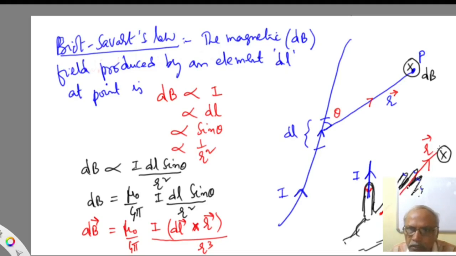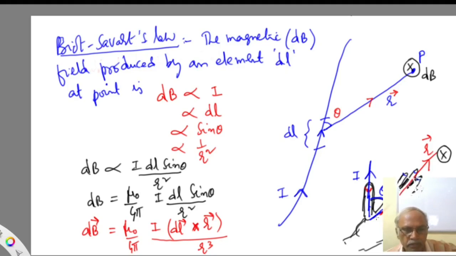Alright? And this is theta. This is the angle theta. Okay. So what is the Biot-Savart law? Tell me, with the help of the Biot-Savart law, what do you calculate?